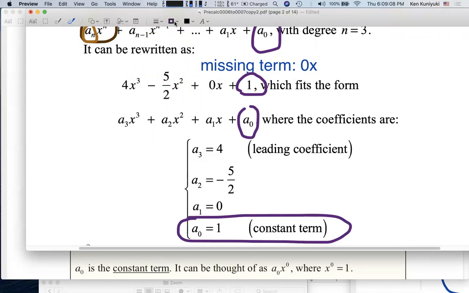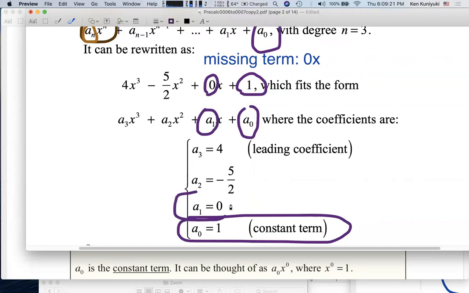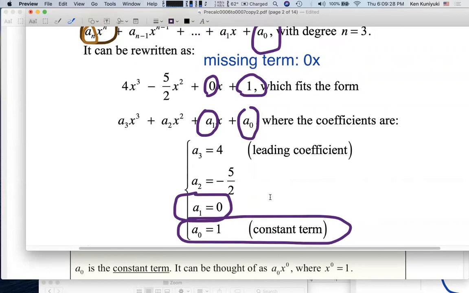Now, a sub 1, okay, is going to be the coefficient on x. So here's this term, 0x. The coefficient on the x term is 0. That's the value for a sub 1. A sub 1 is 0. This is like the data sheet for this polynomial. If I know that's a polynomial in x, I know the degree, I know these coefficients, I'm set.